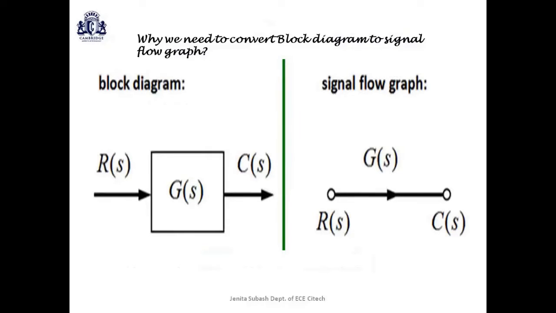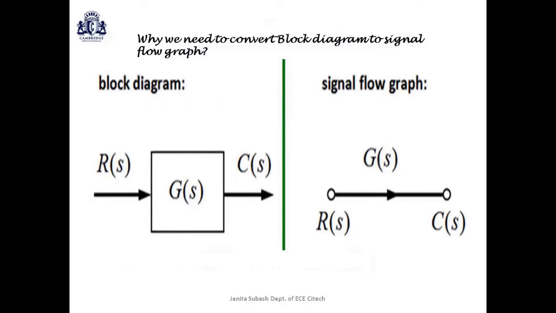So first, let's understand why we need to convert a block diagram to a signal flow graph. For a given block diagram, calculating the transfer function by applying the rules is a very lengthy procedure, and rewriting the simplified block consumes so much time. Whereas in a signal flow graph, we apply Mason's gain formula and calculate the transfer function very easily.